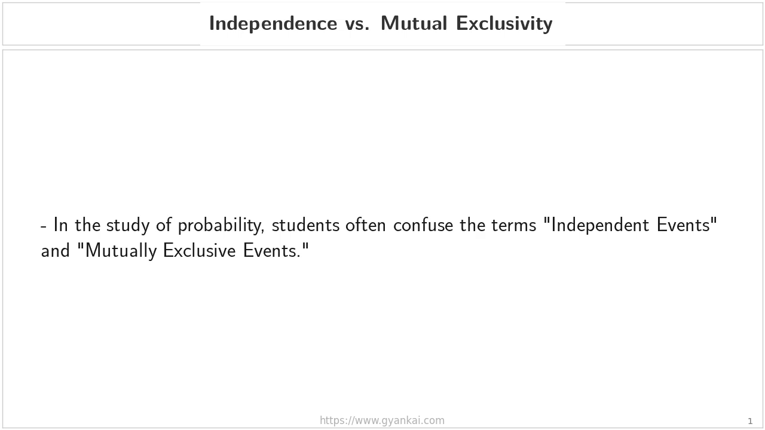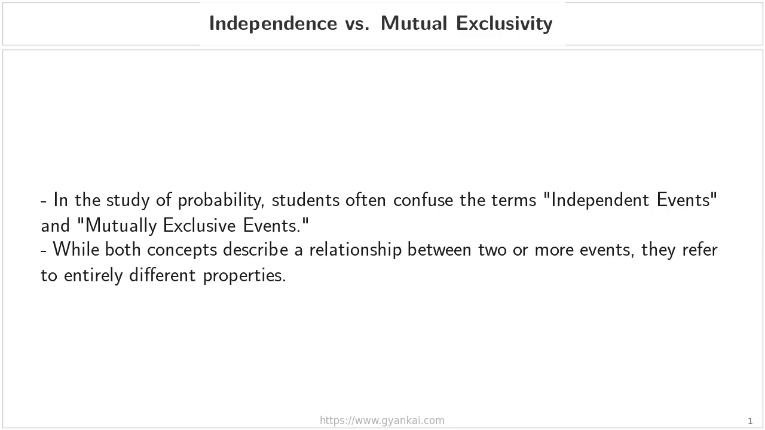Welcome, everyone. Today, we are going to tackle a topic that frequently trips up even the most diligent students in probability theory: the distinction between independent events and mutually exclusive events. Now, as we begin, you might notice that both of these terms are used to describe how two or more events relate to one another. Because they both deal with the relationship between events, it is very easy to accidentally use them interchangeably. However, I want to emphasize right from the start that they refer to entirely different properties.